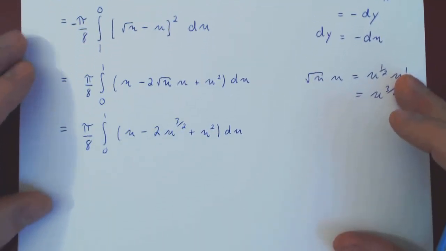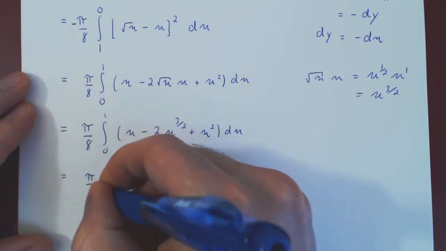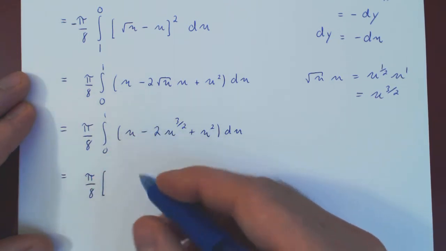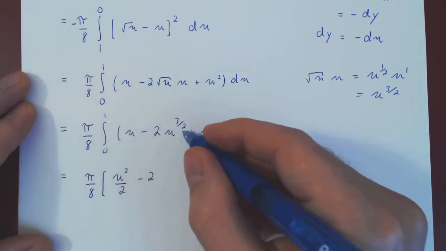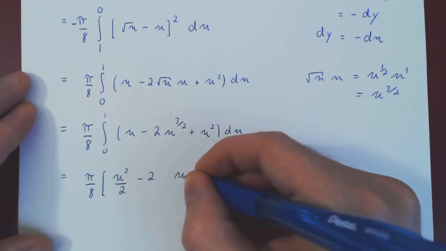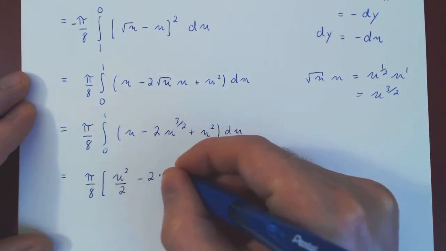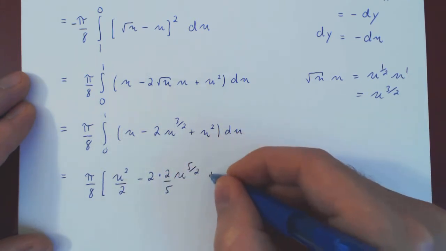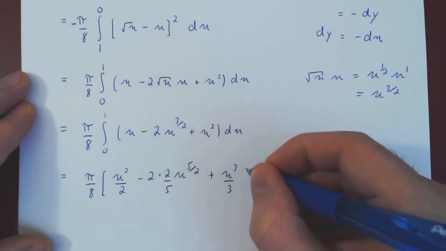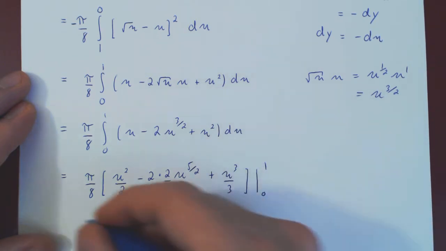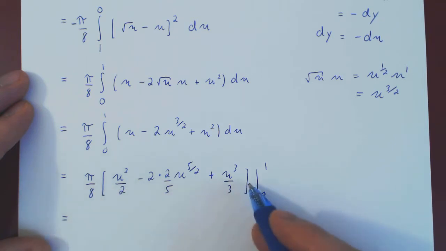And the integration is now trivial. So pi over 8. We now find our antiderivative, power rule, u squared over 2. Minus 2 times, power rule: add 1 to 3/2, you get 5/2. Divide by 5/2, which means we multiply by the reciprocal, 2 over 5. Plus, power rule, u cubed over 3. From 0 to 1. And as we are going from 0 to 1, the calculation will be trivial.